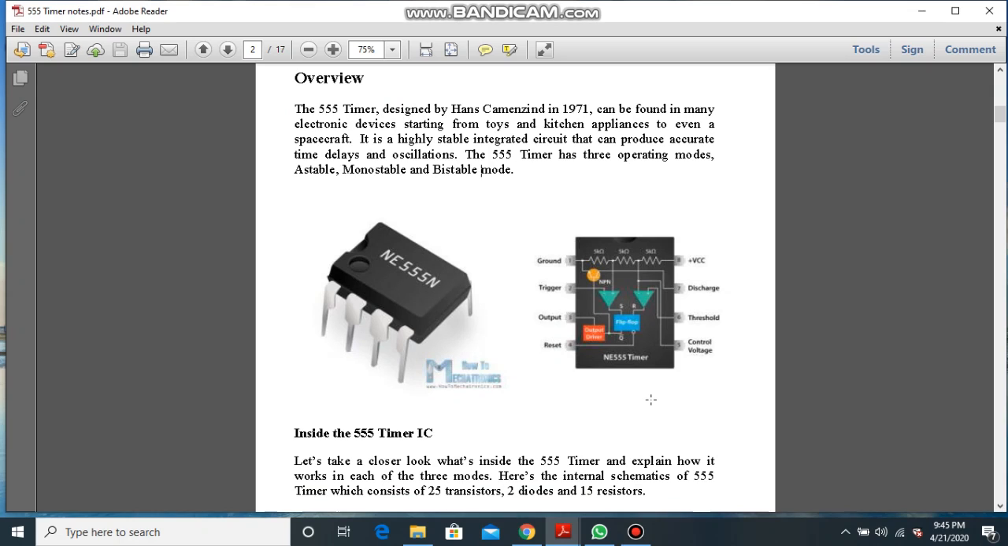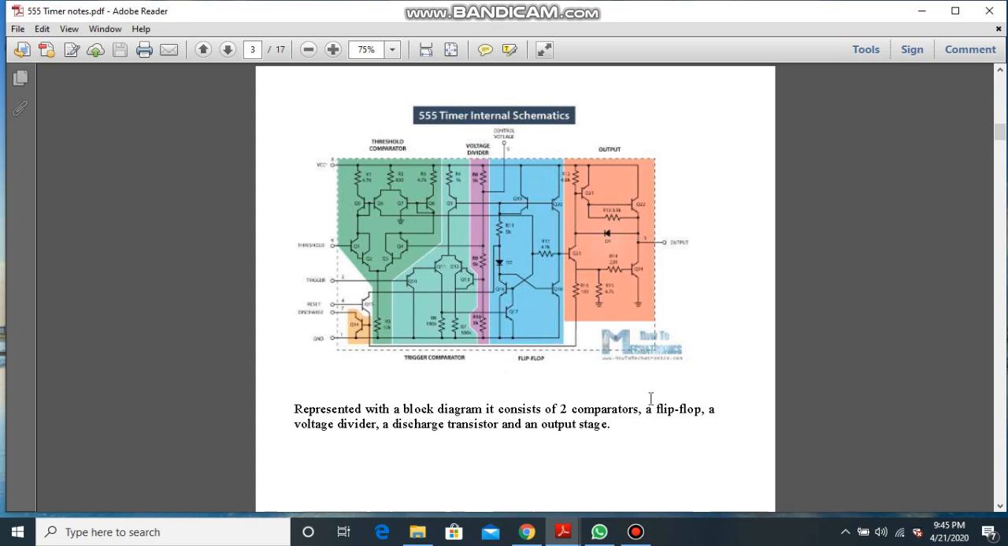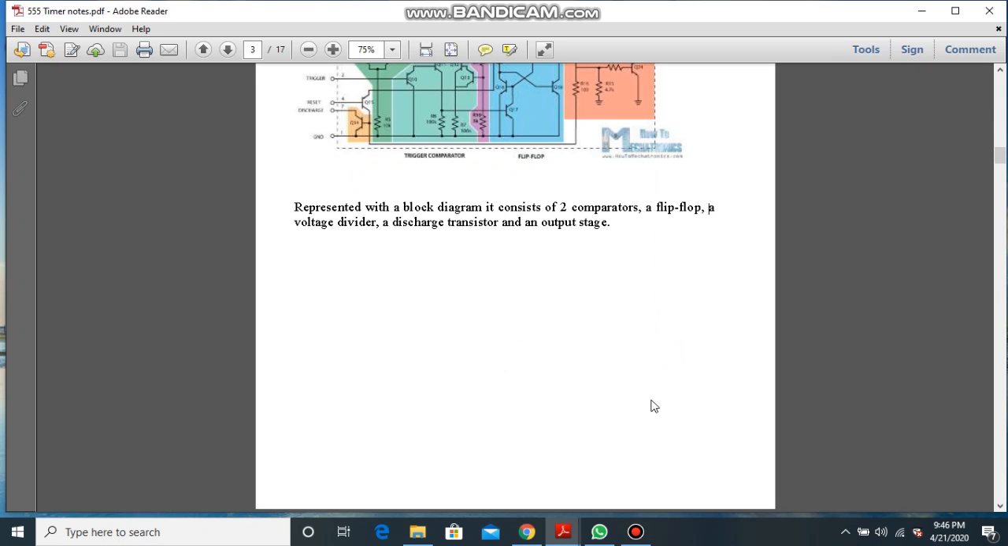Now inside this 555 timer IC, it works in three modes: astable, monostable and bistable. Now I will discuss the internal schematic of the 555 timer IC, and it looks like this. It has 25 transistors, 2 diodes and 15 resistors. This is the internal composition of the IC 555 timer. It is represented with a block diagram. It consists of two comparators, a flip-flop, a voltage divider, a discharge transistor and an output switch.